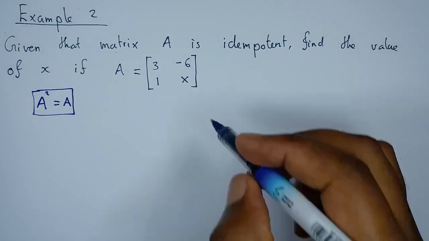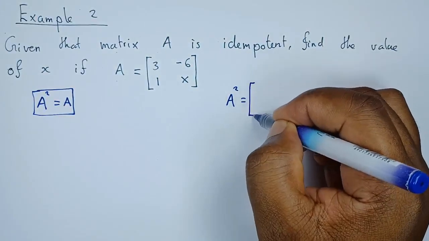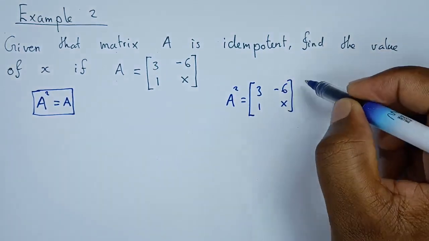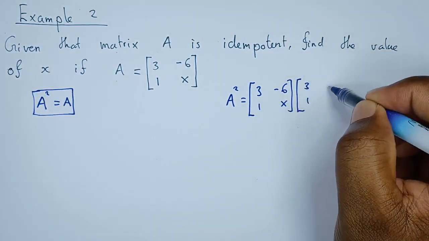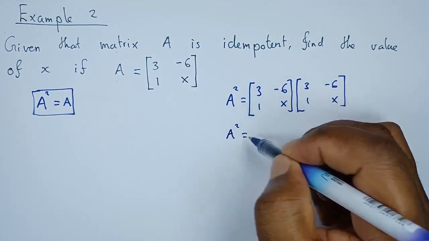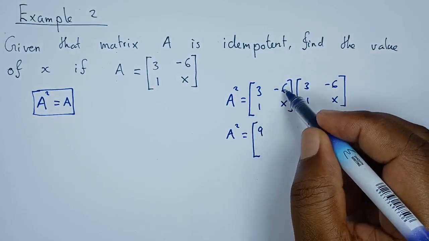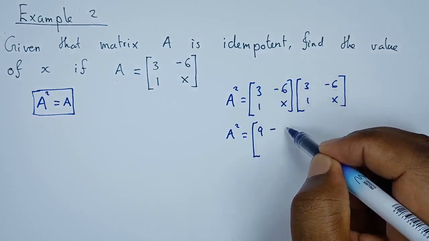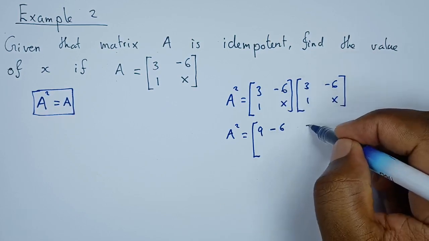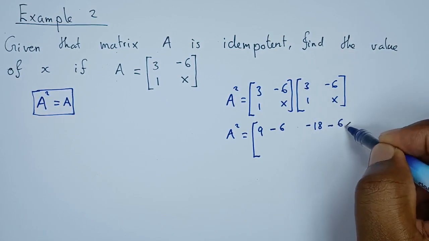So with that in mind, let's find the value of A squared. A squared will be given by the matrix multiplied by itself: 3, negative 6, 1, x multiplied by 3, negative 6, 1, x. So A squared will be equal to 3 times 3, that's 9. Negative 6 times 1, that's minus 6. 3 times negative 6, that's minus 18. Negative 6 times x, that's minus 6x.